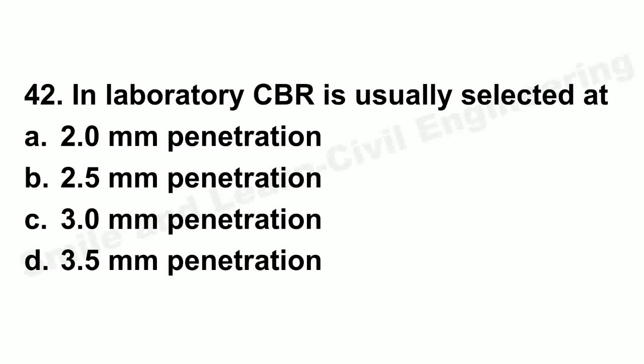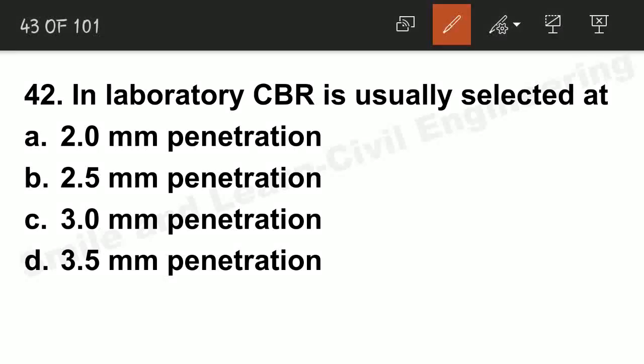In the laboratory, CBR is usually selected at, as we all know, the correct answer is 2.5 mm. So we take two values, one at 2.5 mm, another at 5 mm. Okay.